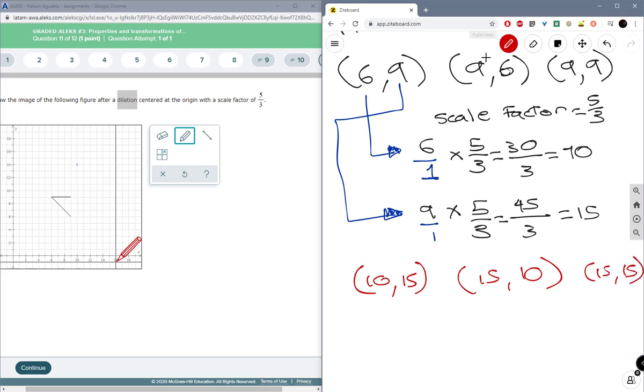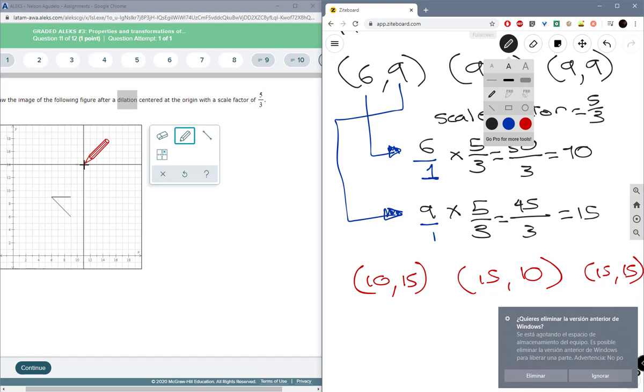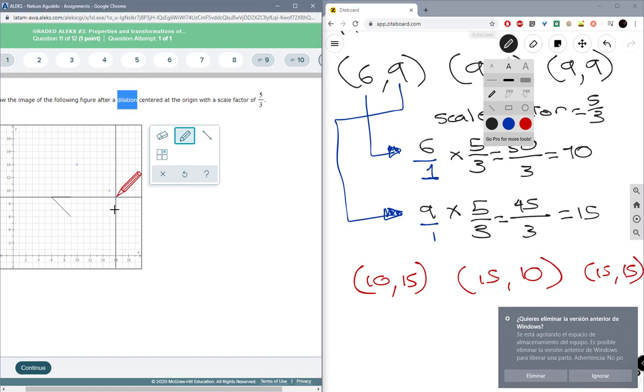So now you only have to locate these coordinates. So this one is this, but 15, 10 is here, and 15, 15 is, I think, here.